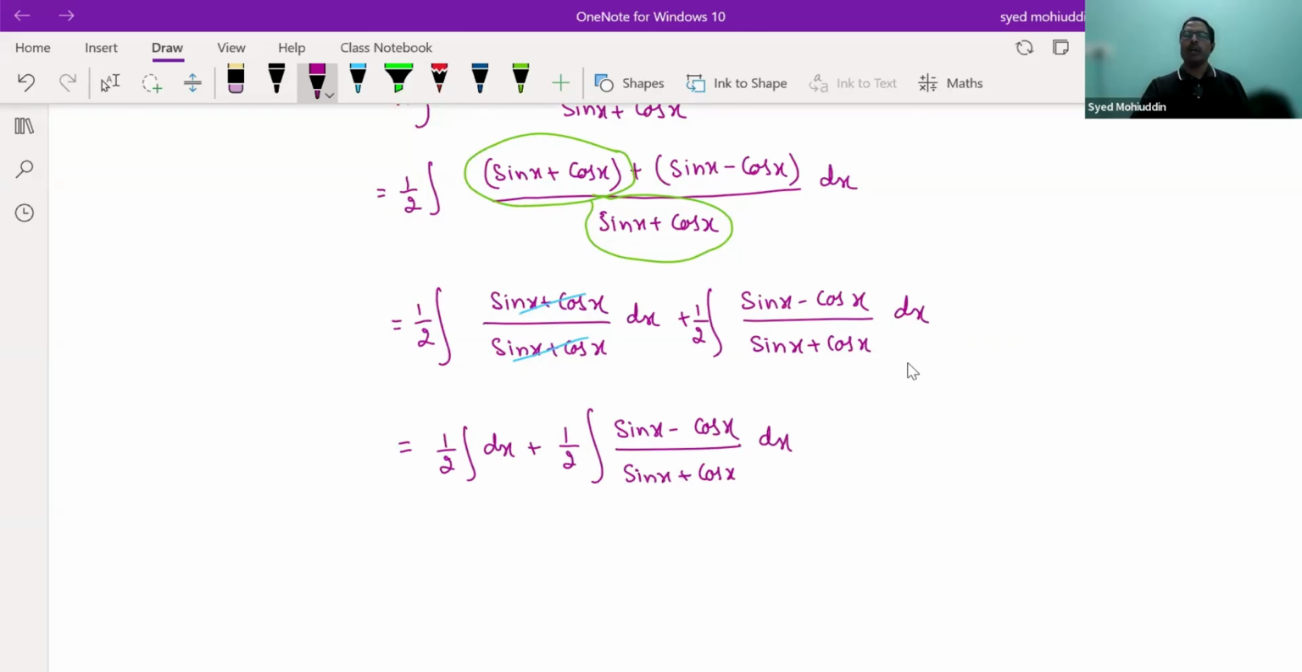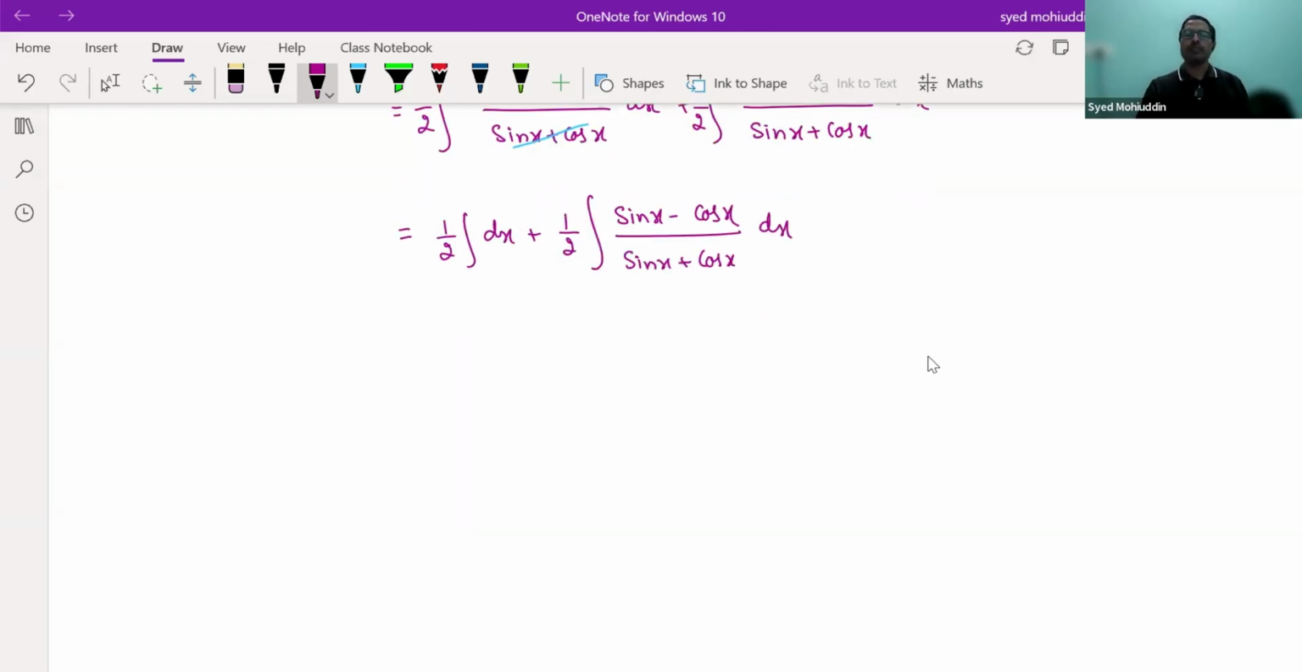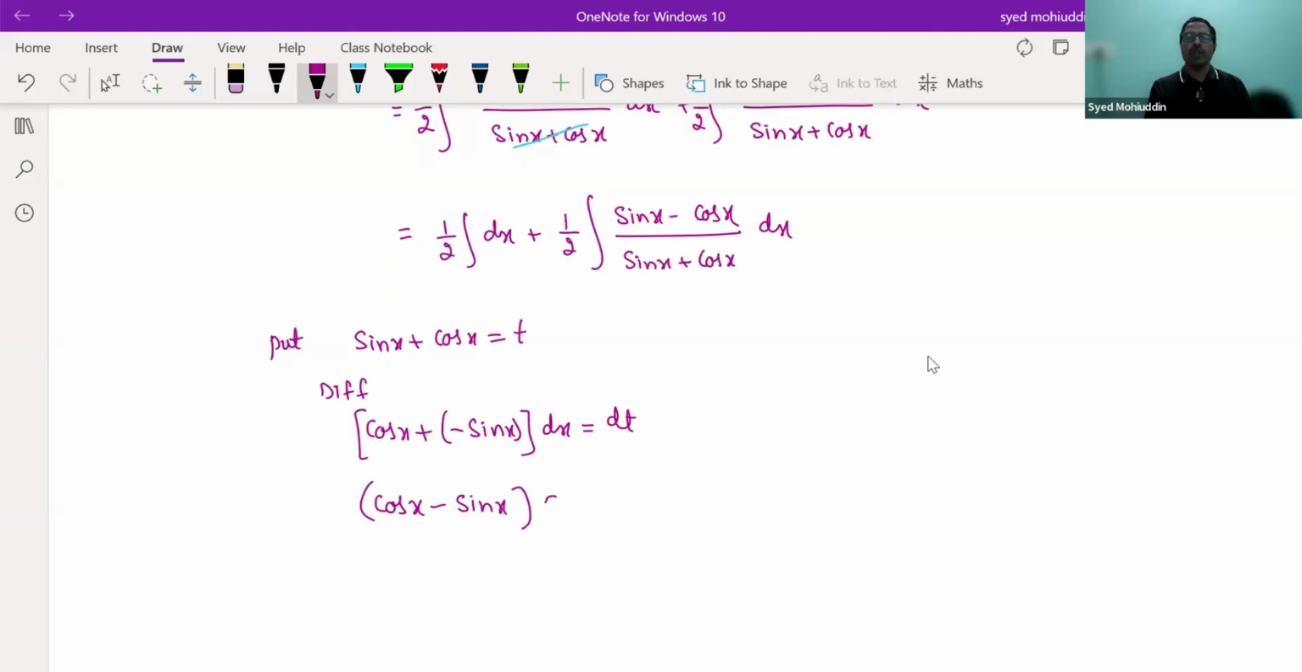Now, since you have a numerator and a denominator, I'll put the denominator value, sin x plus cos x, as t. But if I differentiate, I have to get the numerator value. Differentiation of sine will give you cos x, and differentiation of cos x will give you minus sin x, into the derivative of x, so cos x minus sin x into dx is equal to dt.